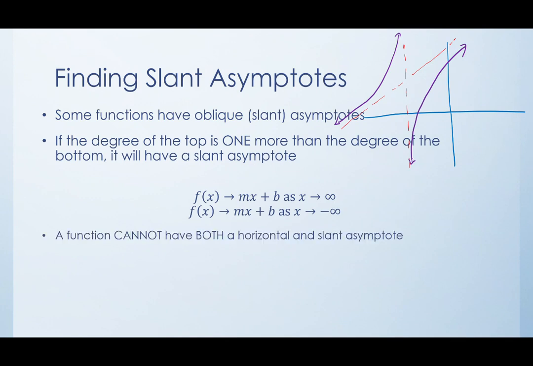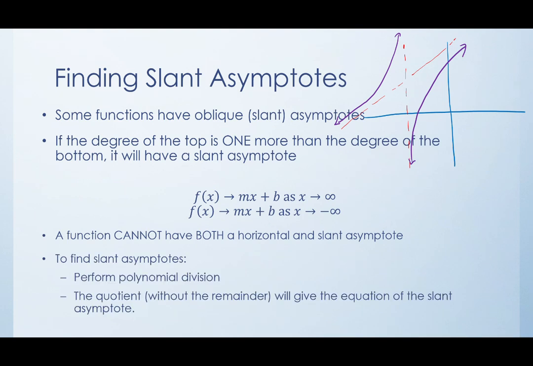Note that a function cannot have both a horizontal and a slant asymptote, so one or the other, not both. Of course, that happens because you're only going to get a horizontal asymptote if the degree is the same between the numerator and the denominator, or if the denominator is higher. Slant's only going to happen when the numerator is higher.